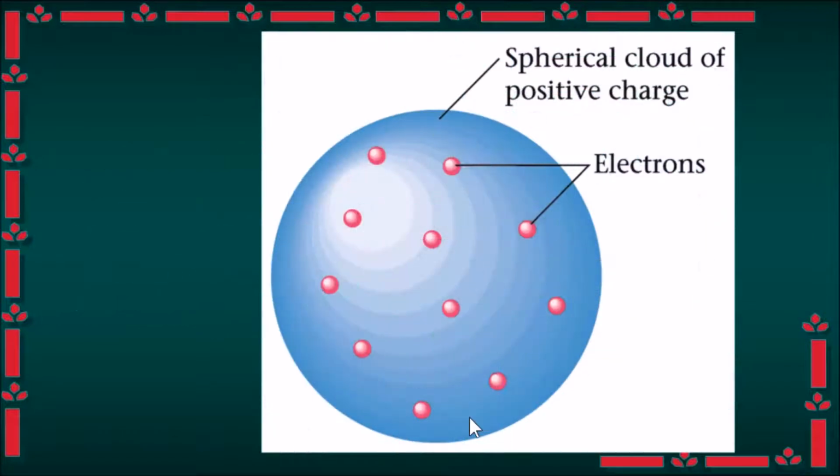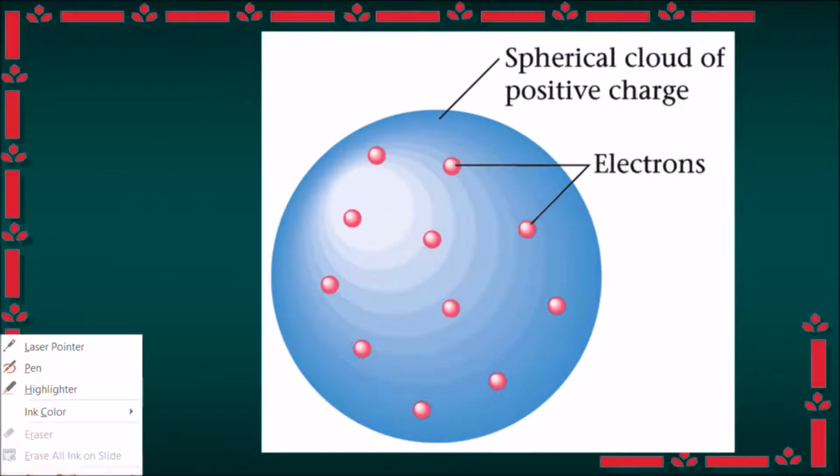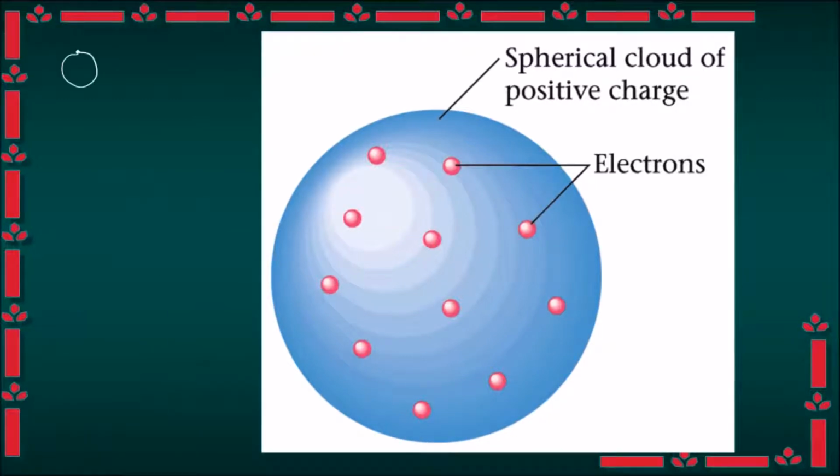All right, let's draw it. So before we draw it, let's go back. What was the first model called? The solid sphere model. And who came up with it? John Dalton and his group, the Turkish Greeks.